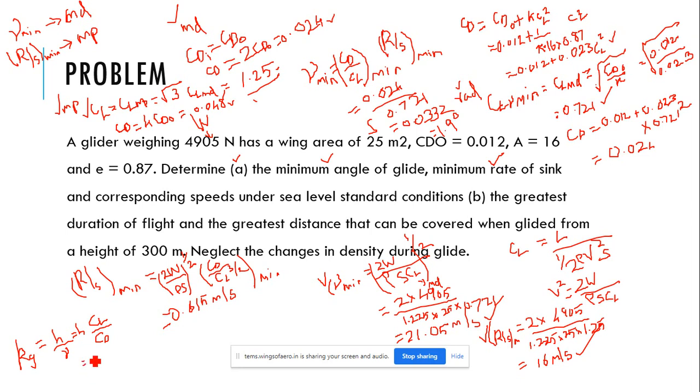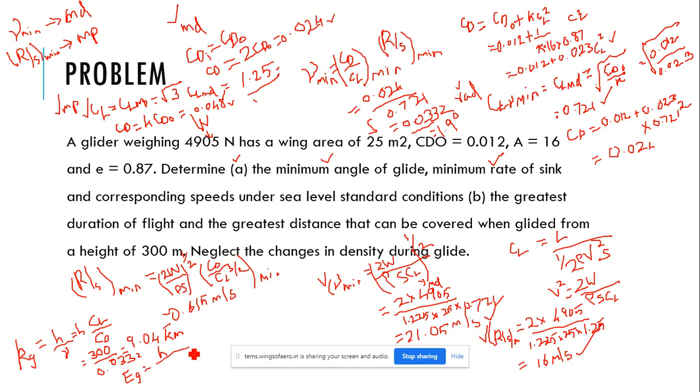And so that is equal to, we know the value for h, that is 300, and for gamma this is the value we found, divided by 0.0332. So the answer is 9.04 kilometer.